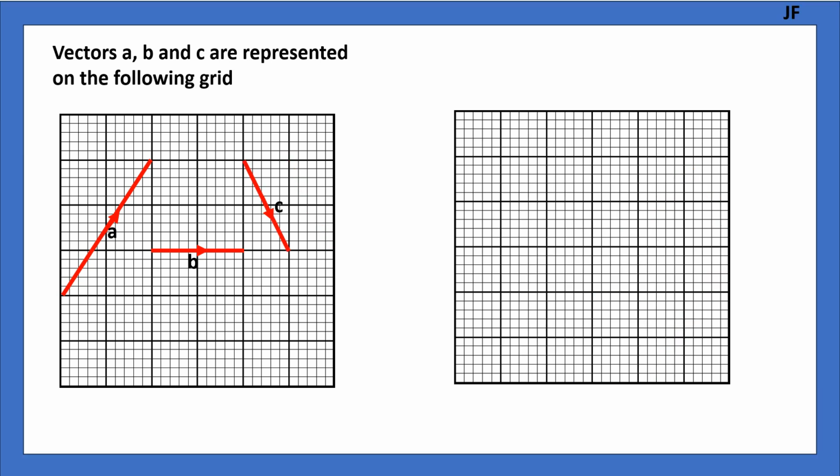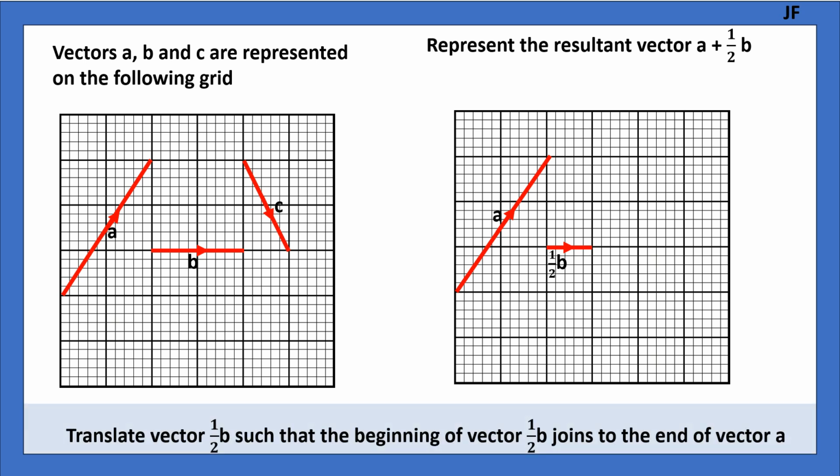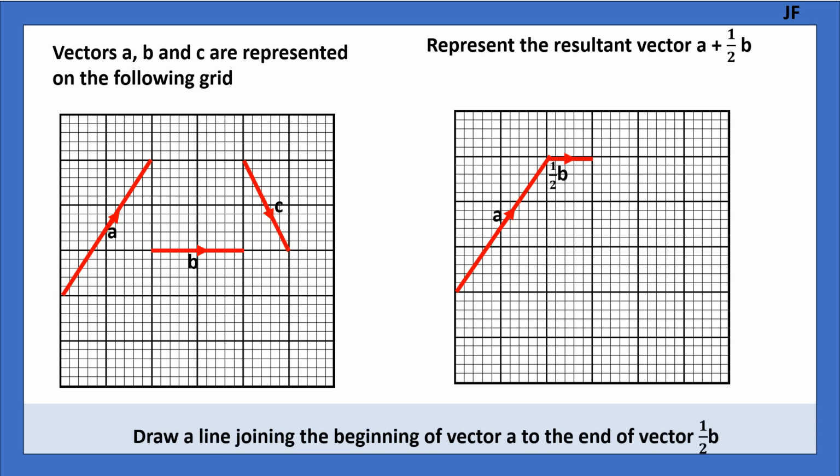Vectors A, B, and C are represented on the following grid. Represent the resultant vector A plus a half B. Translate vector a half B such that the beginning of vector a half B joins to the end of vector A. Draw a line joining the beginning of vector A to the end of vector a half B.